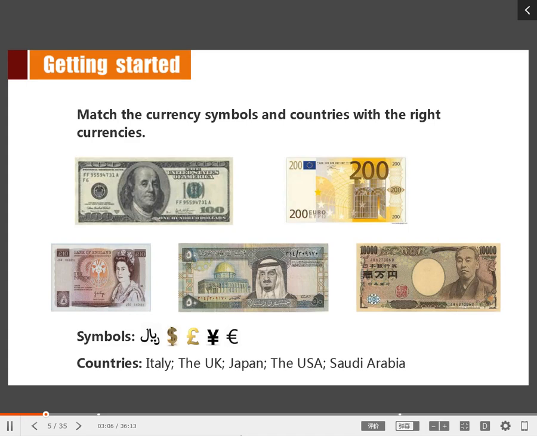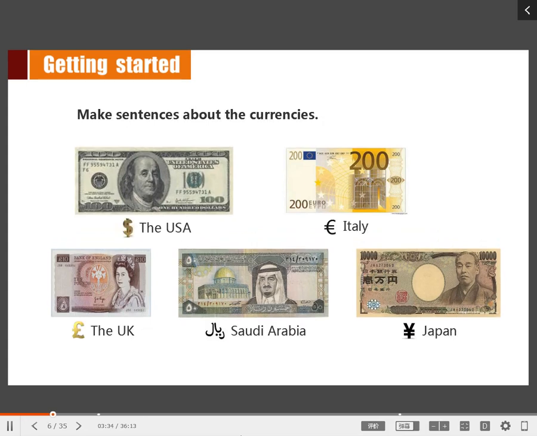Okay. So let's now take a look at the countries. We have Italy, the UK, Japan, the USA, and Saudi Arabia. So here, all you need to do is match the currency symbols and countries with the right currencies. Understood? Good. Let's give it a try then. Great job. Now here, let's check your answers.